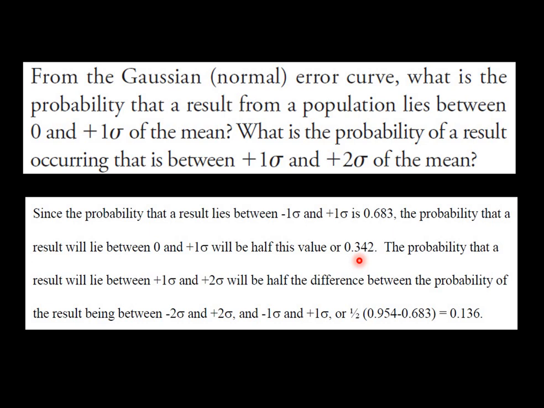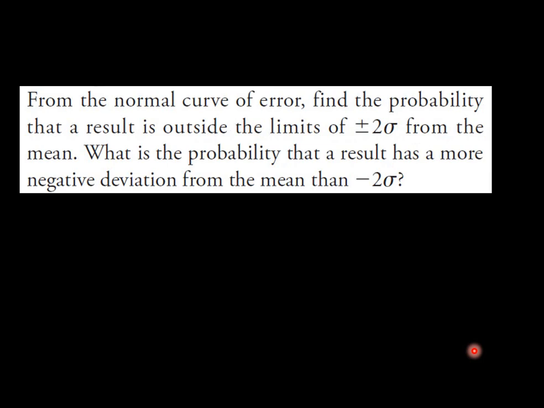So if you take the difference, that would give you from plus 1 to plus 2 sigma, right? So you just take the difference of these two values, plus minus 2 sigma and plus minus 1 sigma, and take the half, and you will get the result 0.136. Another problem: from the normal curve of error, find the probability that a result is outside the limit of plus minus 2 sigma from the mean.